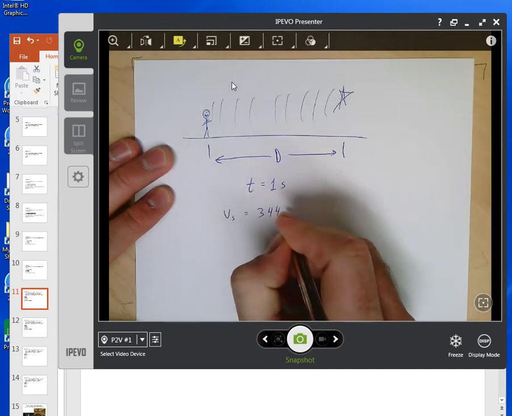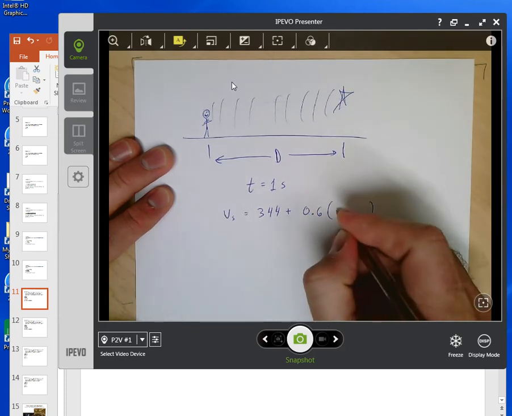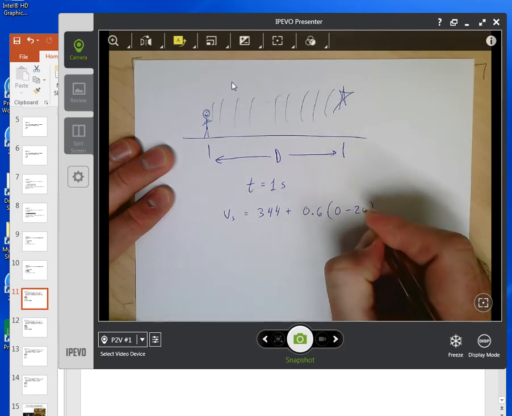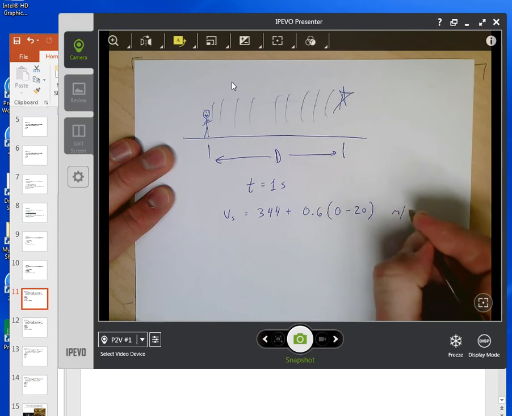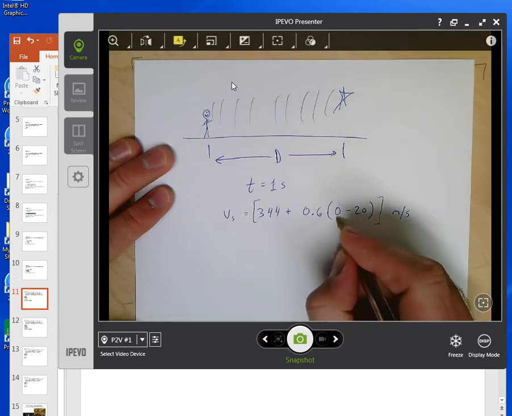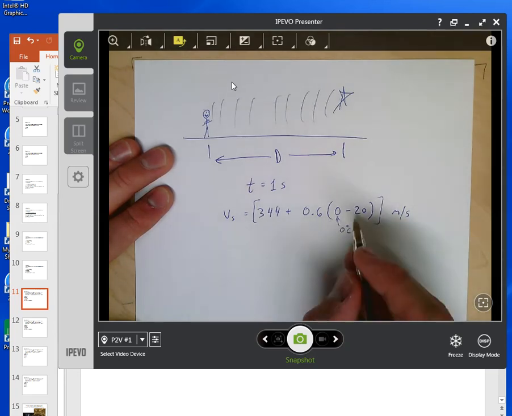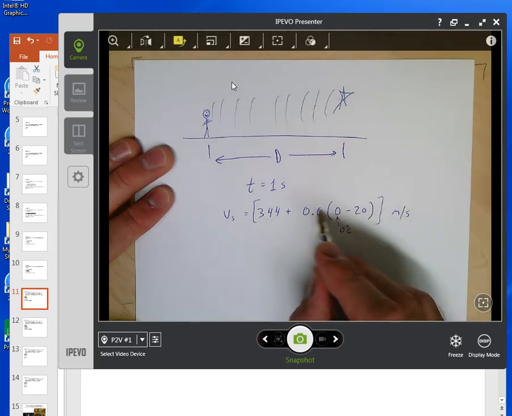We have 344 plus 0.6 times (t minus 20). I'm already going to fill in t as 0, so 0 minus 20, and this will be in meters per second. So this is our formula here, and I've just plugged in for 0 degrees Celsius here. That's why I put a 0 in there. And you notice that putting in a 0 doesn't make this whole term 0, because it's a minus 20 times 0.6. So what's 2 times 6?